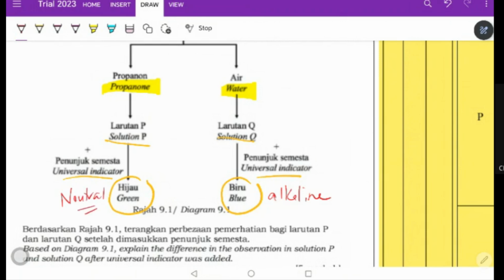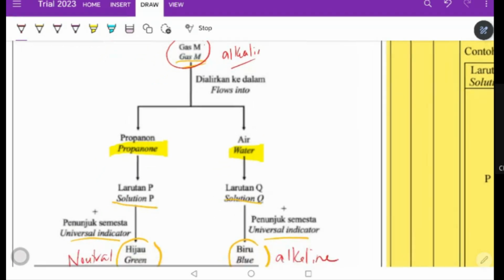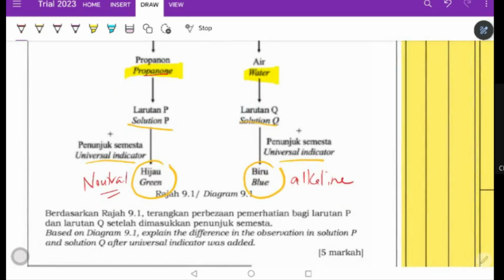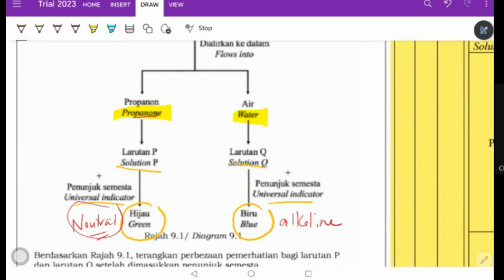Okay. So class, what is this gas M? What is the property, class? Alkaline, yes. This is alkaline. Okay, alkaline. Then why in the propanol it cannot show, it still shows it is neutral? Why? In propanol, why can it not show the alkaline properties? Yeah, that is a conclusion, Cairo. It does not show the alkaline properties. But why?